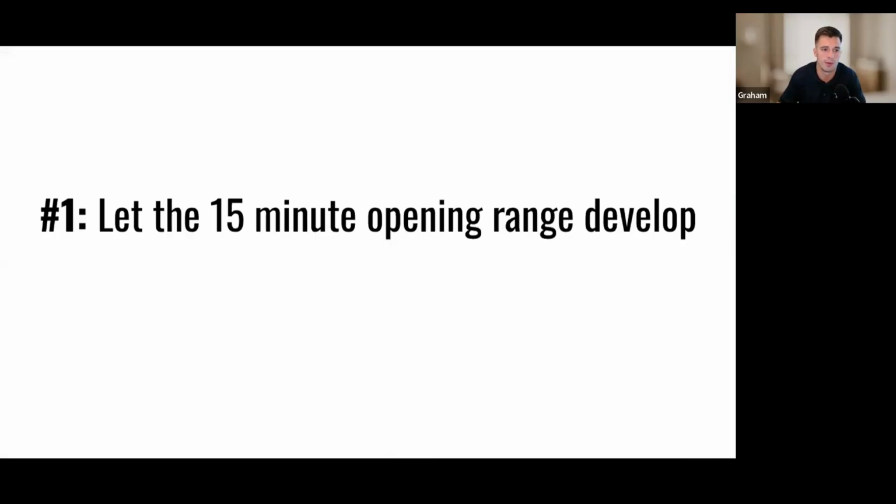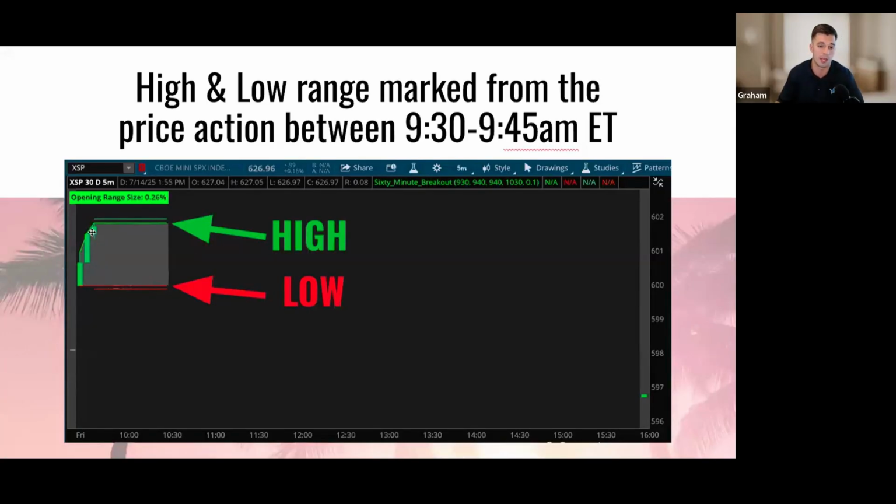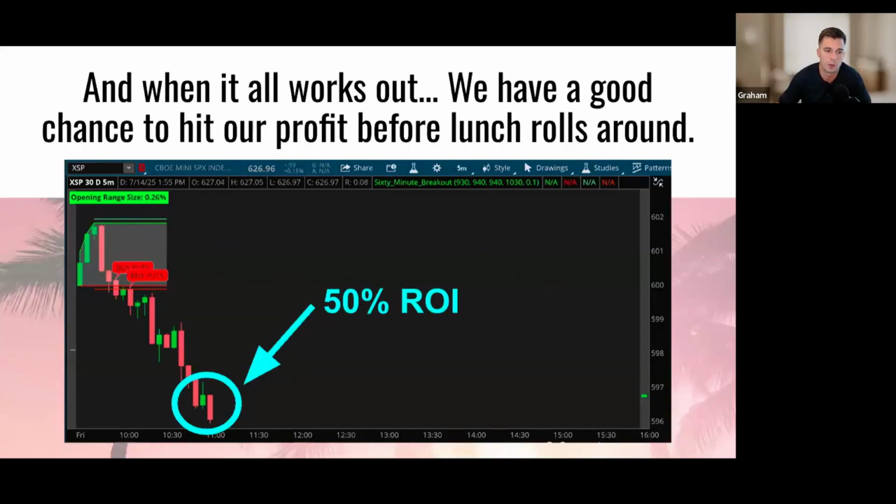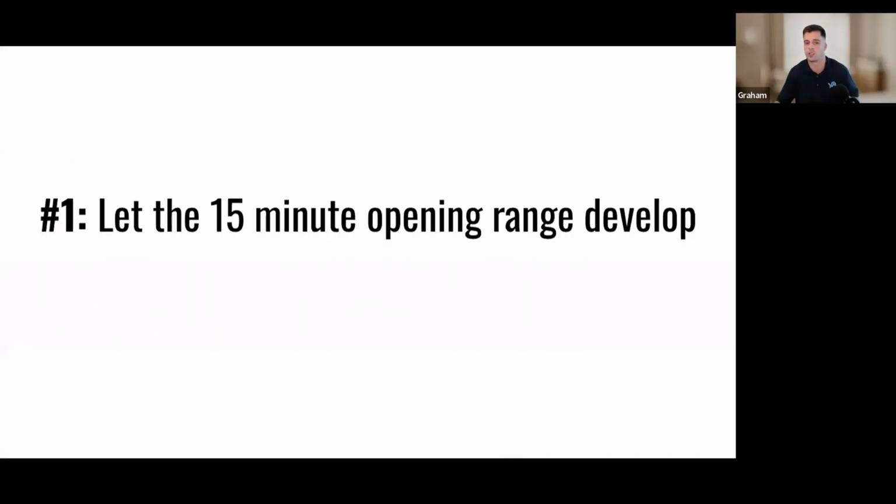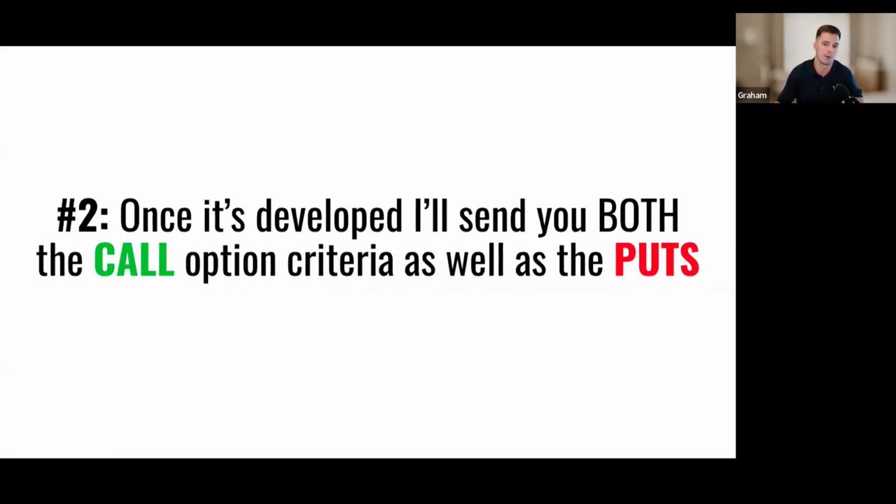But in other cases, that doesn't work out. Let me show you another example. Like here, opening range, you're thinking, oh man, we're bullish. Let's ride this. And then ba-boom, goes against you. So we want to wait for that 15-minute range to develop and give us a high and low price. Now, once it's developed, again, I send you both the call option criteria, the bullish options, and the puts.